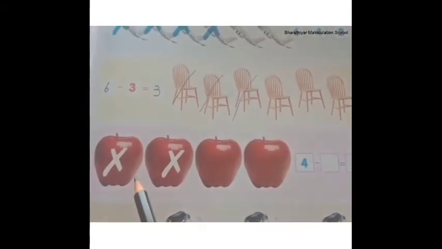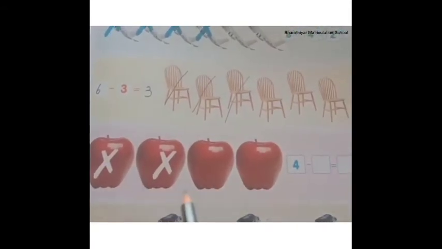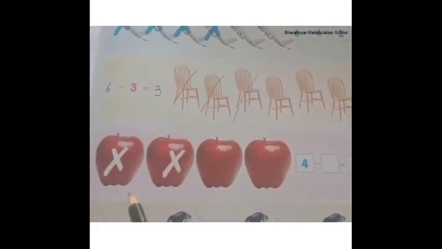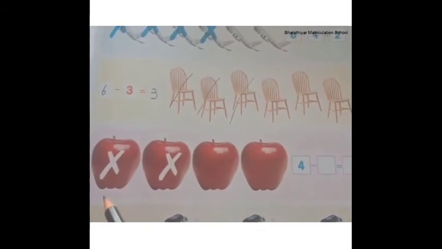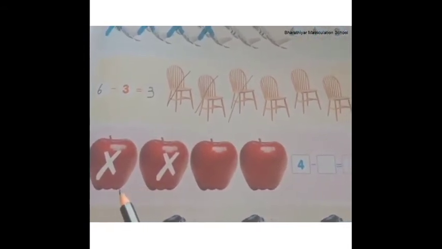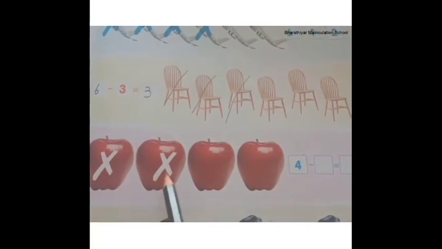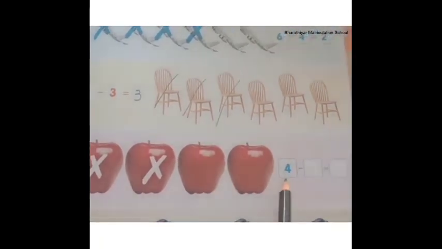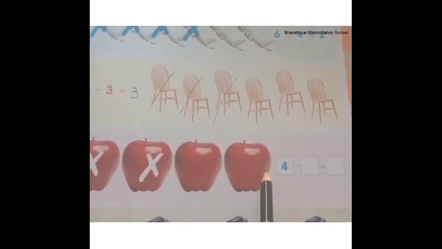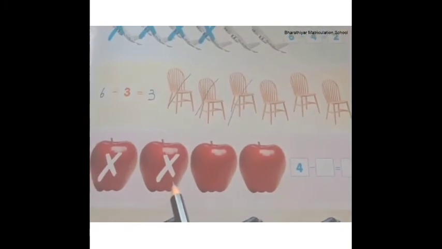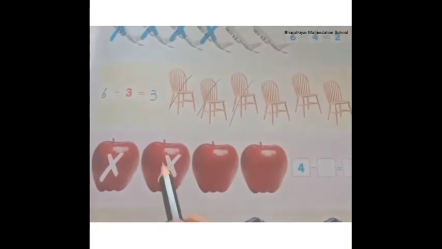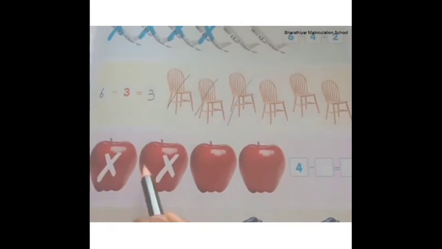Children, look at the next picture. What are these? These are apples. How many apples are there? Let us count. 1, 2, 3, 4. There are 4 apples. Children, now find out how many apples are crossed out here.